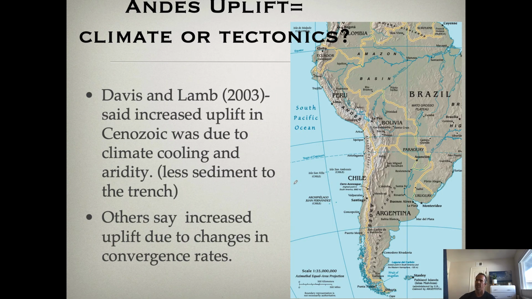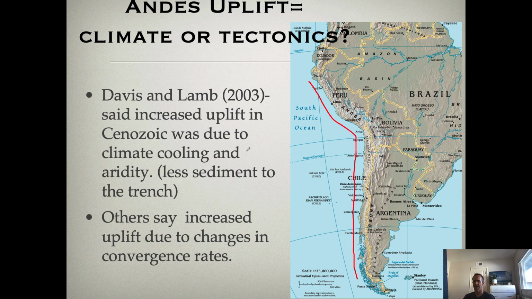A second example is from the Andes in South America. Same argument: is the uplift of the Andes due to climate or tectonics? So some people, for example this paper from 2003, have proposed that increased uplift of the Andes Mountains in the Cenozoic was due to climate cooling and the climate becoming more arid. And they said this also would have resulted in less sediment being delivered to the subduction trench that is just offshore of the western edge of South America.